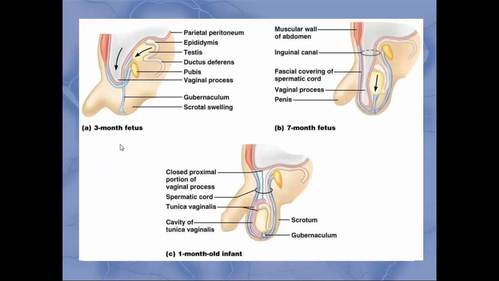All right, here's a kind of a timeline between a 3-month fetus, a 7th-month fetus, and a newborn male. The testes start off actually in the abdominal cavity and will migrate down to the pelvic cavity, and then they'll migrate outside of the body. So they travel through what's called the inguinal canal.